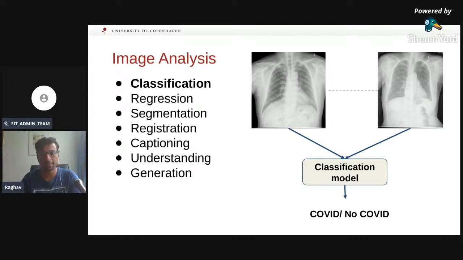So what is a classification task? You give chest x-rays to a model, and then we want to reproduce the behavior that a doctor or a clinician would do. So what do they do? They take a scan, look at the scan, try to make sense of it, and then say if there is a problem or not, right?